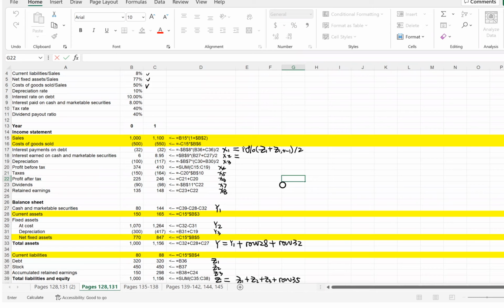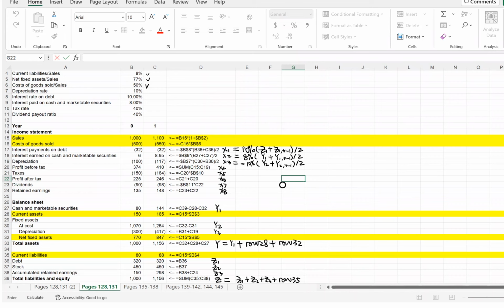And then going to X2. So B9, so 8% for the interest on cash, times B27. B27 is this Y here, plus Y1 T minus 1, divided by 2. In X3, depreciation is minus B7, the depreciation rate, 10%, times the average level of fixed asset at cost. So here, Y2 plus Y2 T minus 1, divided by 2.